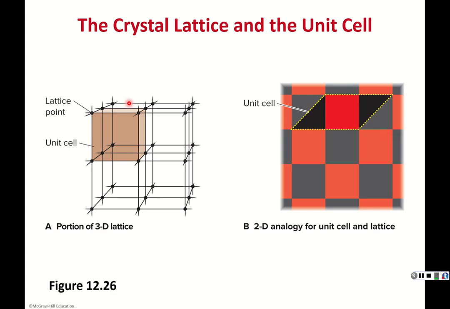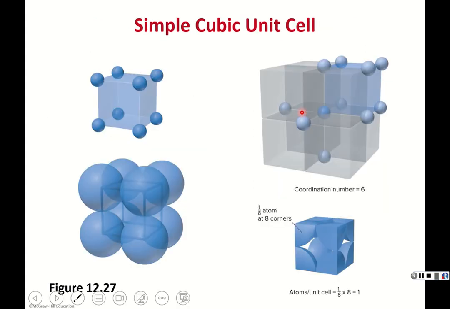A 2D analogy for the unit cell is shown here in the figure from the book. So like on a checkerboard, for instance, you could make a unit cell shown in the highlighted region. Okay, so the three types of crystal packing structures that we'll talk about in this class, the first and easiest one is just called simple cubic.